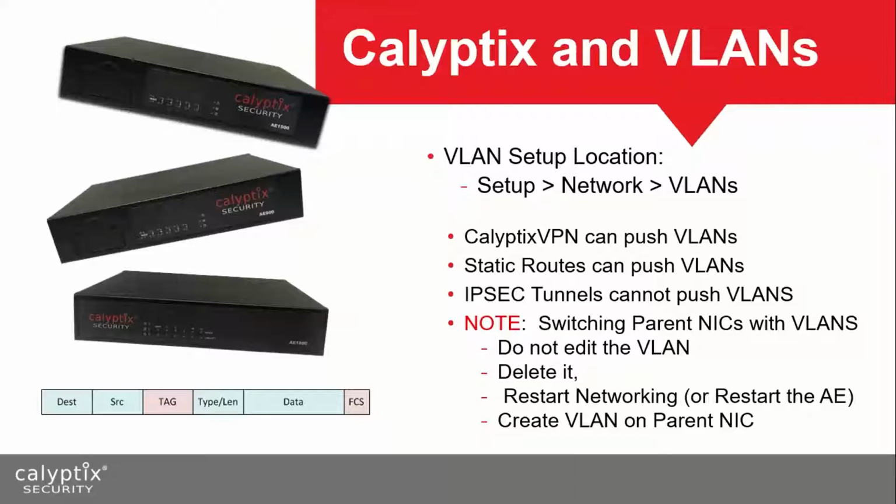So we'll look at under Setup Network and VLANs. We can do VLANs over the Calyptix VPN client that we have on our device. We can also push static routes over the VLANs. We can use the VLANs in our IPsec. Now, here's our first gotcha that I want to let you guys know when dealing with VLANs.